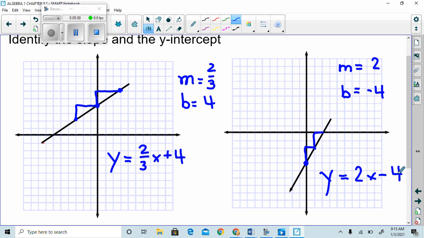Think back in reverse. We first graphed our y-intercept, -4, then we counted up 2 over 1, and we got our graph. Okay, so we're just doing what we learned in chapter 4 in reverse so that we could write the equation.